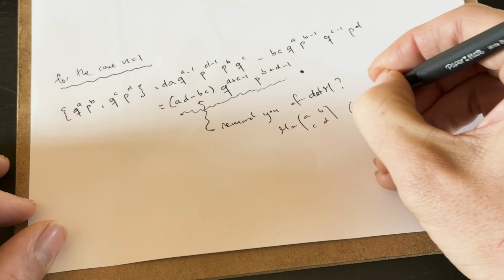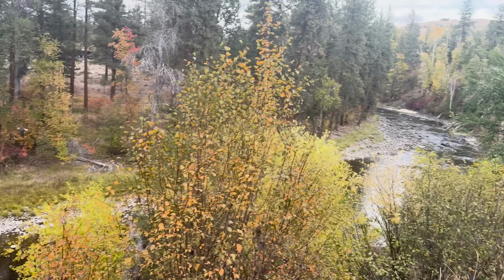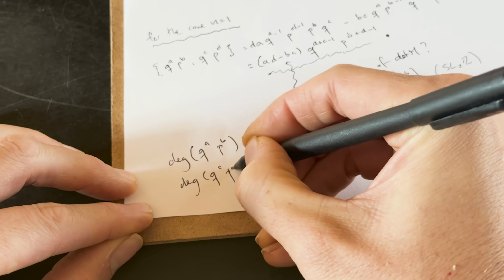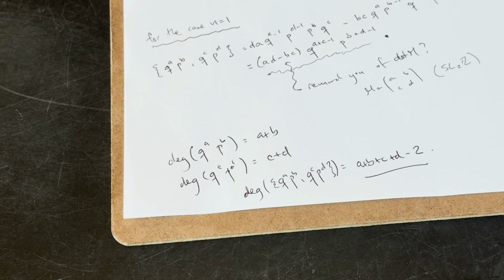Putting aside for the moment that very interesting possible connection to the special linear group in terms of the integers, SL2Z, let us instead make the observation that a polynomial of order a plus b with a polynomial of order c plus d gives us a polynomial or monomial of order a plus b plus c plus d minus 2.